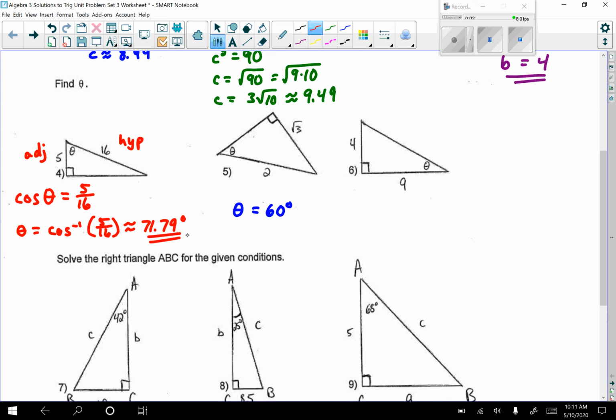All right, in number 6, because we did number 5 together, here's theta. The 4 is the side that's opposite. The 9 is adjacent. So we're going to have tangent is equal to opposite over adjacent. So tangent theta is equal to 4/9. Then theta is equal to the inverse tangent of 4/9. And all we have to do is type that into our calculator. So theta is approximately 23.96 degrees.